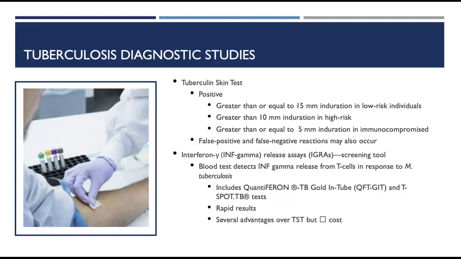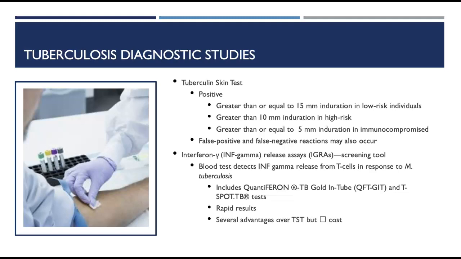Now, a positive tuberculin skin test is greater than or equal to 15 millimeters induration in our low-risk individuals, greater than or equal to 10 millimeters induration in high-risk individuals, or greater than or equal to 5 millimeters induration for the immunocompromised, such as HIV. Now, there are false positives and false negatives with the tuberculin skin test, and that's why they do have some blood tests.